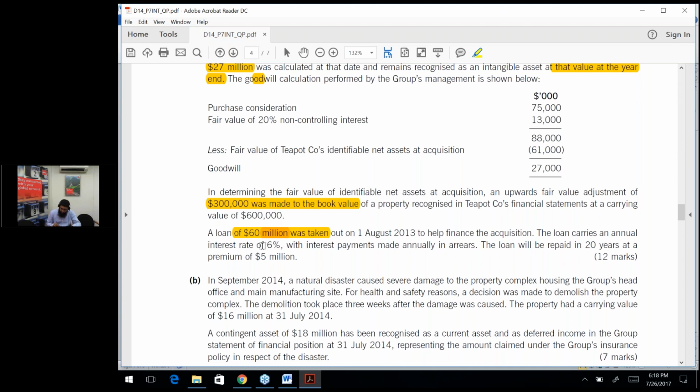The loan carries an annual interest rate of 6% with interest payments made annually in arrears. The loan will be repaid in 20 years at a premium of 5 million.